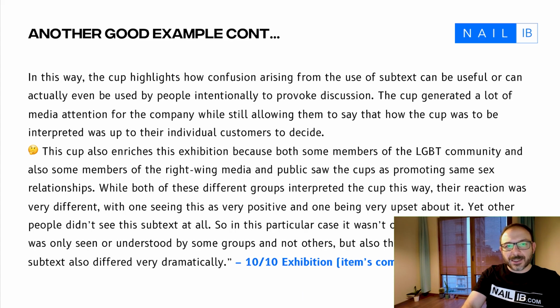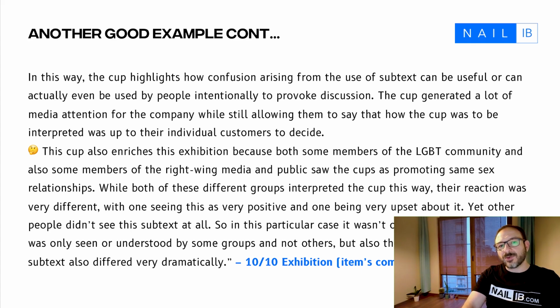This way, the cup highlights how confusion arising from the use of subtext can be useful, or can actually even be used by people intentionally to provoke discussion. The cup generated a lot of media attention for the company while still allowing them to say that how the cup was to be interpreted was up to their individual customers to decide.